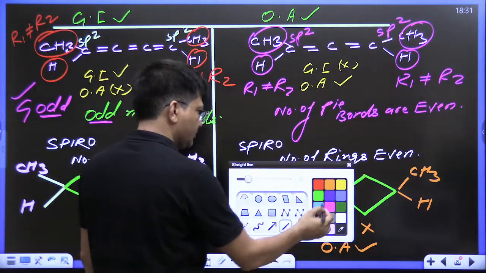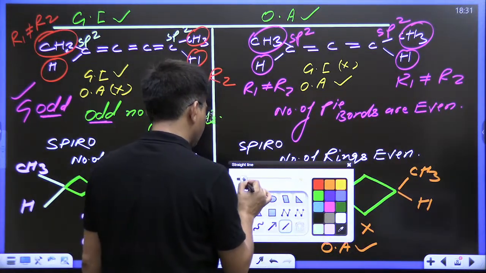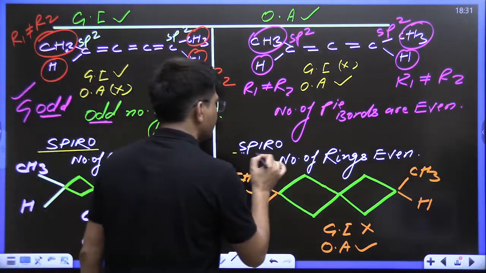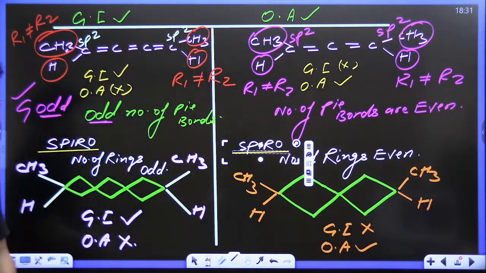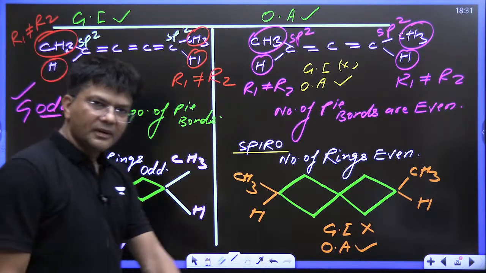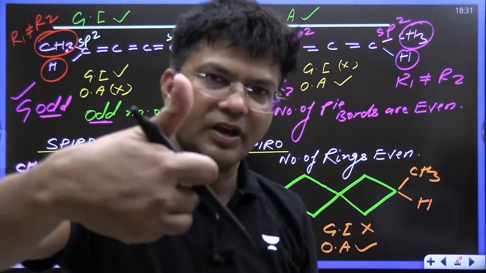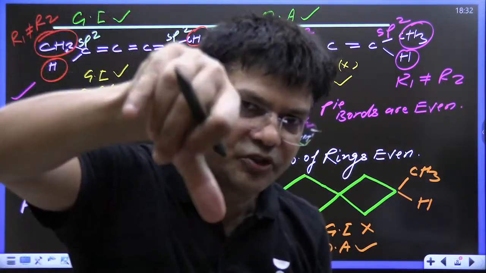I hope this is clear to each and everyone, kids. Do let me know in the chat section. Yes sir, this is clear. Is this clear to each and everyone, kids? Do let me know in the chat section. I want to see. Are you able to understand? Do let me know, kids. Show me the thumbs up if you are able to understand. Otherwise, thumbs down.